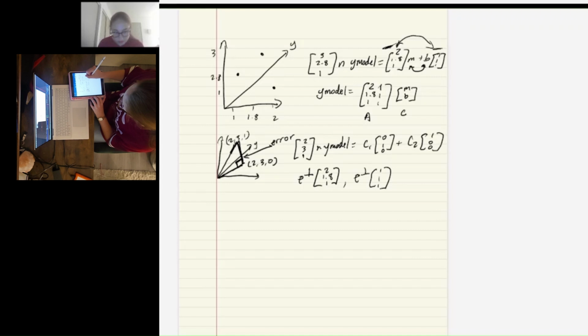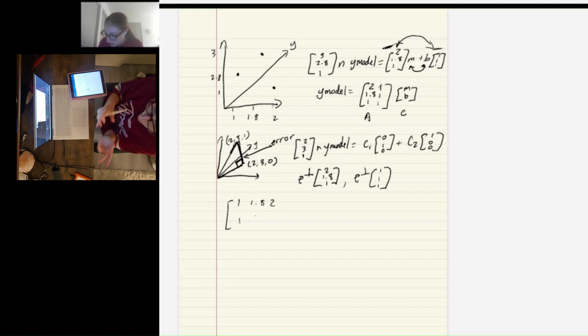A, well, I'll just write. Transpose means you rotate it. So we have a 2 by 3 matrix, we're going to make a 3 by 2 matrix. And instead of going down by rows, they're going to go down by columns. So 1, 1.8, and 2, and then 1, 1, 1. And then this is A transpose, so it has a T to it.